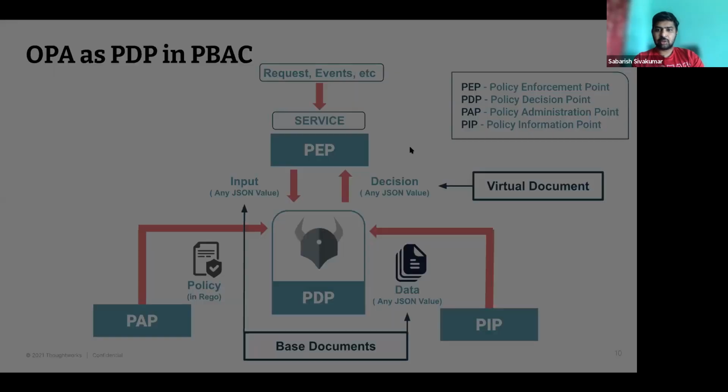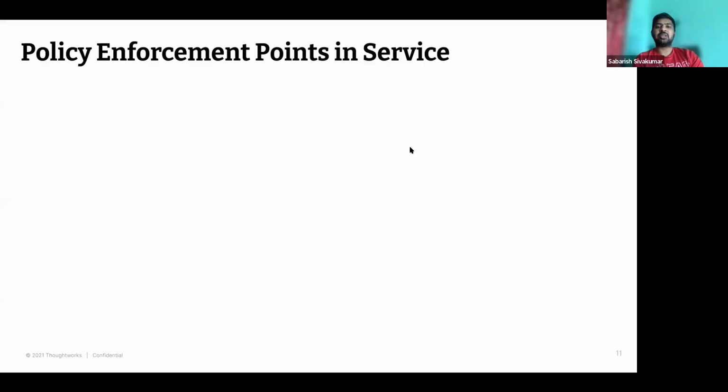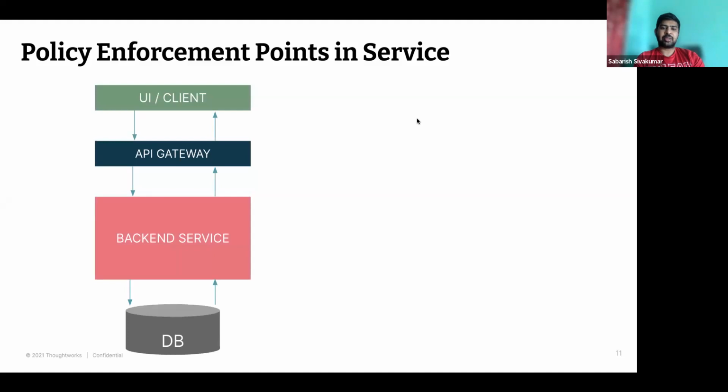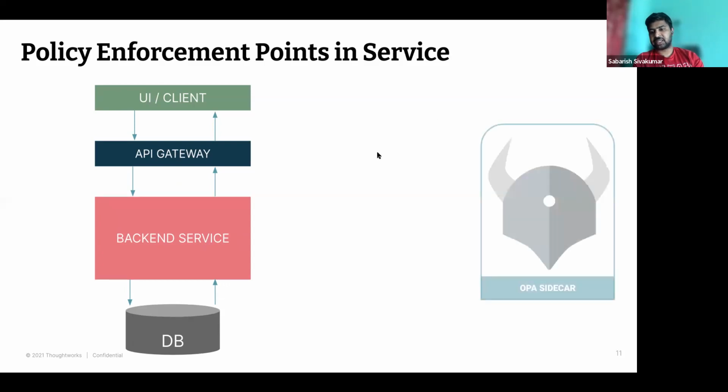Okay, so let's quickly see where we can do PEP in the service. Let's consider a typical sample example. We have a client which connects with the API gateway, and then to the backend, and then to the DB. For this service, we have an OPA sidecar running alongside. This OPA sidecar will have frequent, dynamically changing policies which are updated asynchronously. For this service, we can implement the PEP at multiple places.